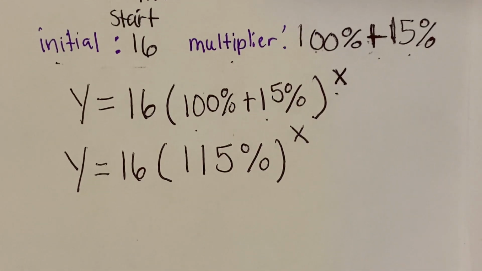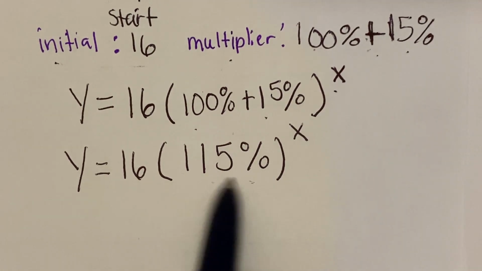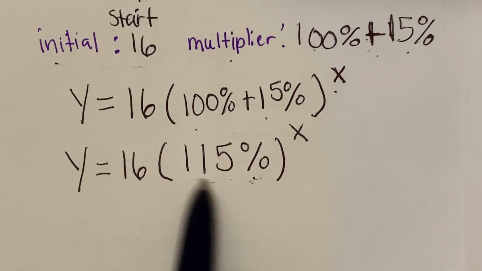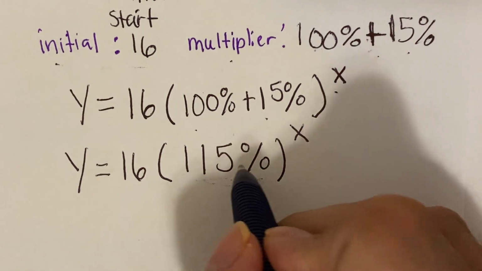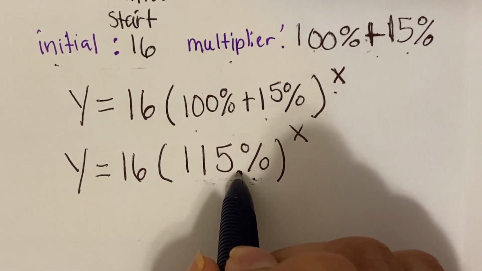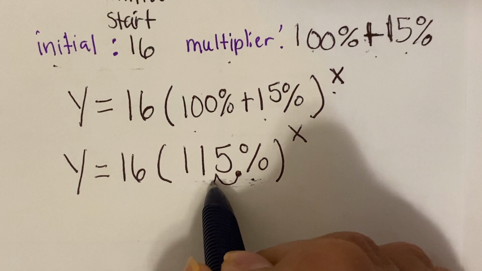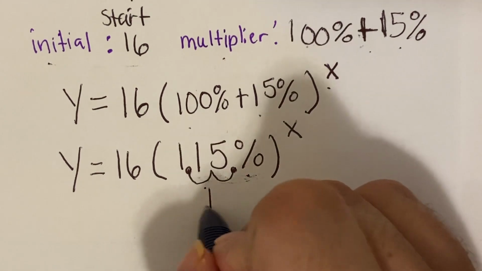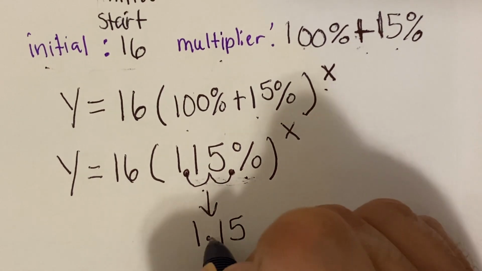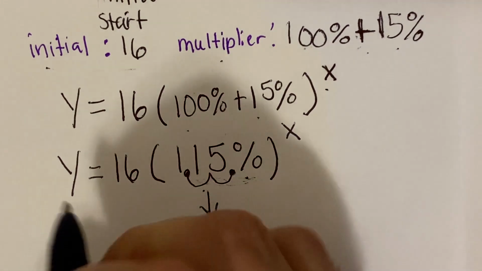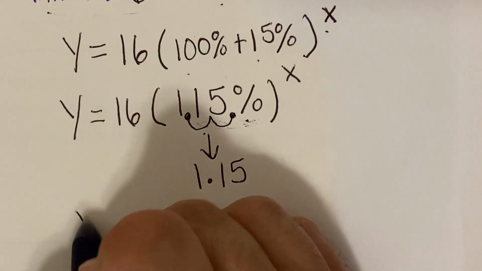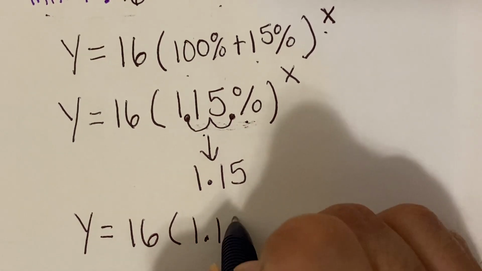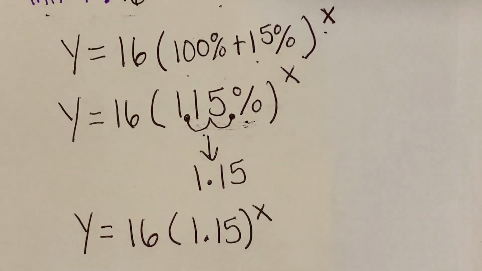Okay. And then finally, one last thing is we do not want percent in our final exponential function, so we want to get rid of this percent. And the way we do that is we add our decimal here and we move it twice to the left. 1, 2. Okay. So 115% becomes 1.15 as an actual number. So our final answer is going to be y equals 16 times 1.15 to the power of x.